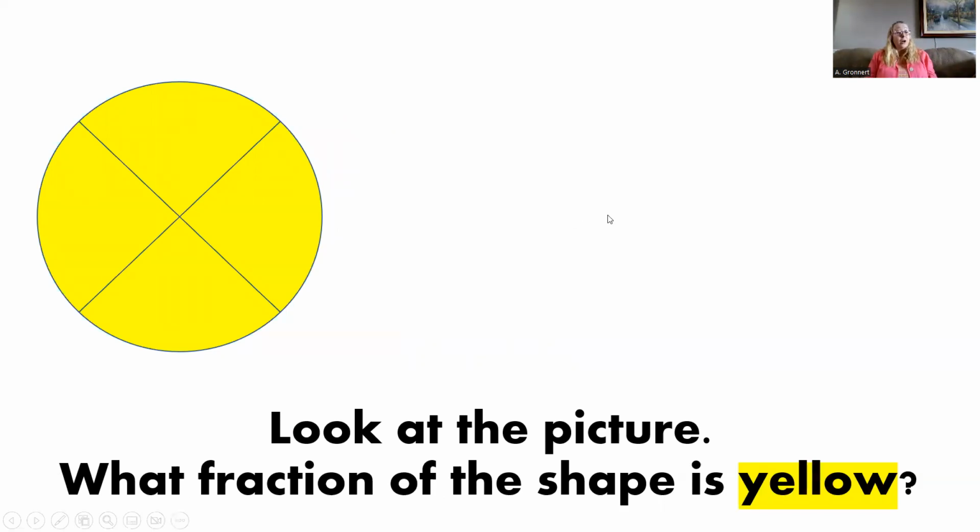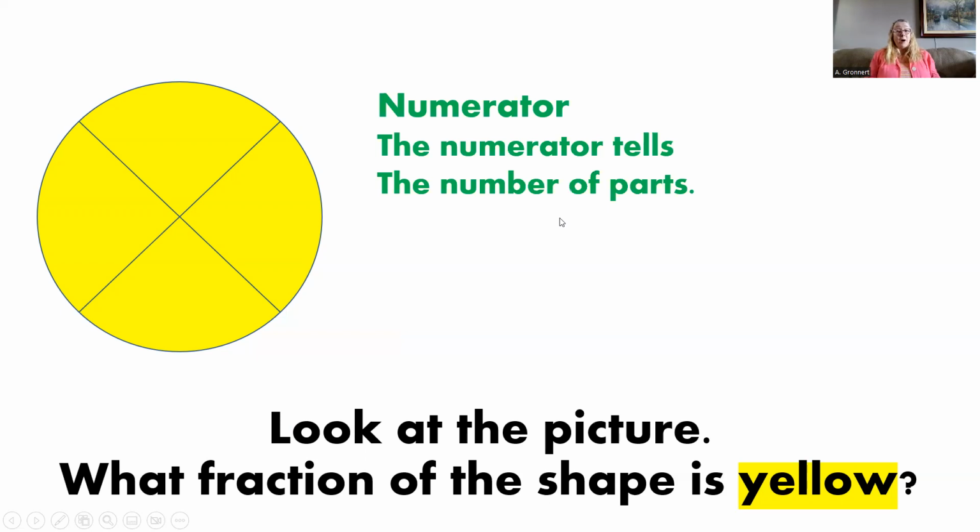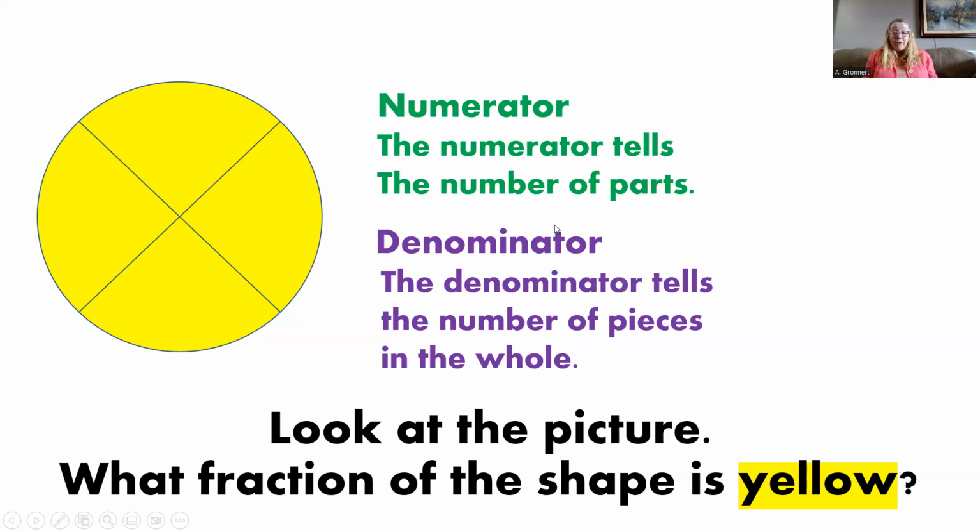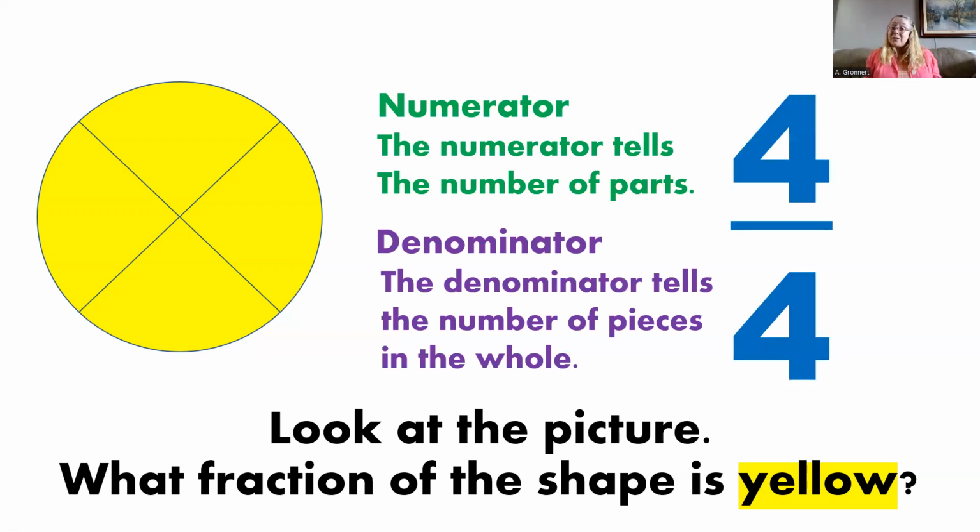Great work. Okay, now look at this one. Here's another picture. What fraction of this circle is colored yellow? Remember, the numerator tells us the number of parts, and we're looking at yellow parts. Can you count how many? And then the denominator tells us the number of pieces in the whole. Do you have it? Did you get 4/4 are yellow? That's right. All 4 of the parts are yellow. So we write that as 4/4.